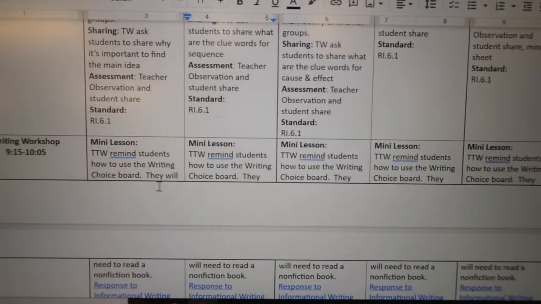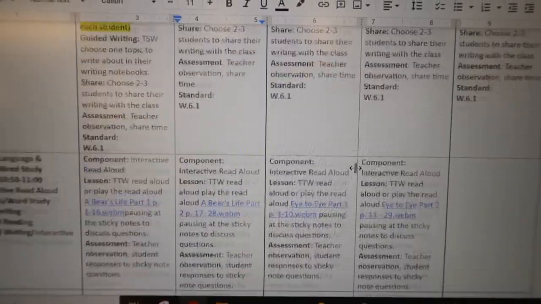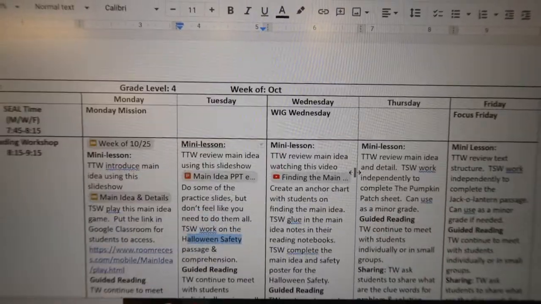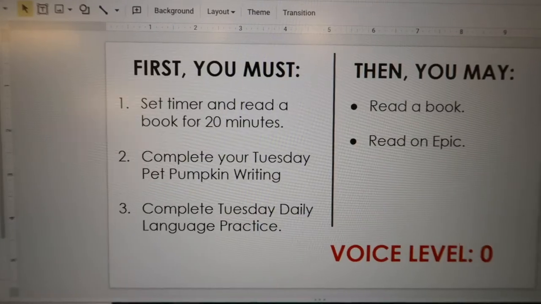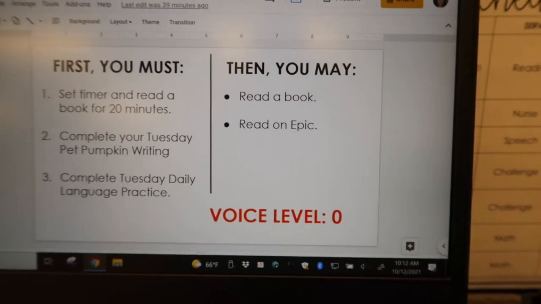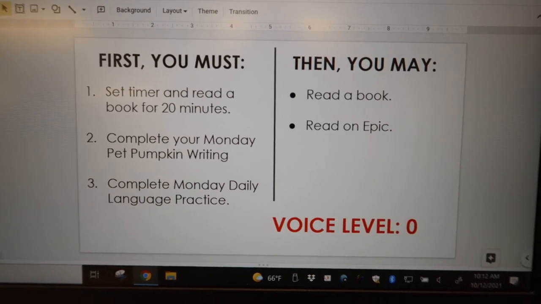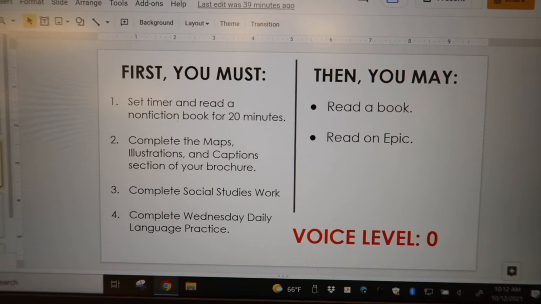And then I have to do the writing, which I haven't written. These are from this week, so I haven't written those yet. We're doing a pet pumpkin project. During our reading time, we do a must do, may do instead of reading centers. Each day when we're meeting with small groups, they have different tasks they have to do. So I'm working on filling those out.